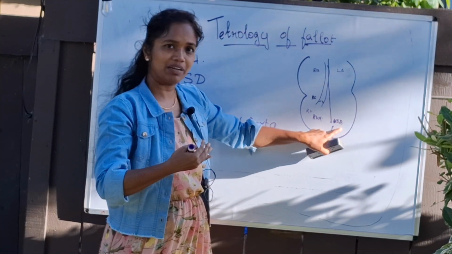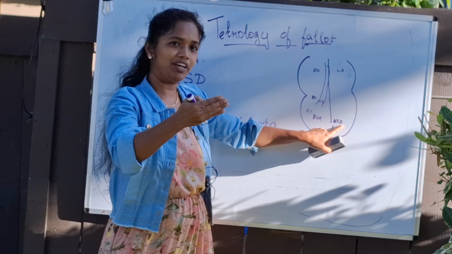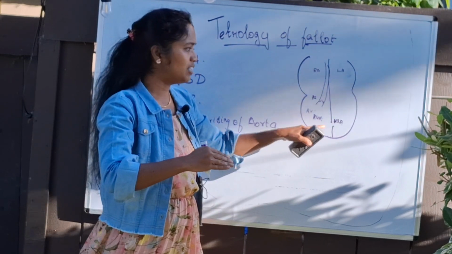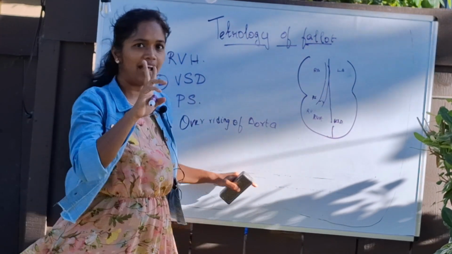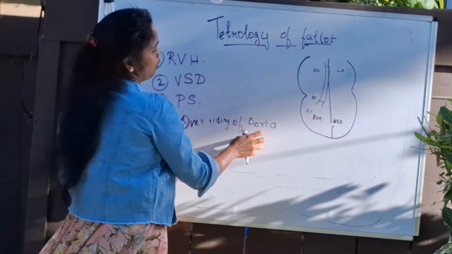Therefore you can remember it as pulmonary stenosis, right ventricular hypertrophy, and to make conditions worse, we also have a ventricular septal defect, where initially the blood from the left ventricle reaches the right ventricle. In this logical way you can remember these three components, and the fourth component is the overriding of aorta.